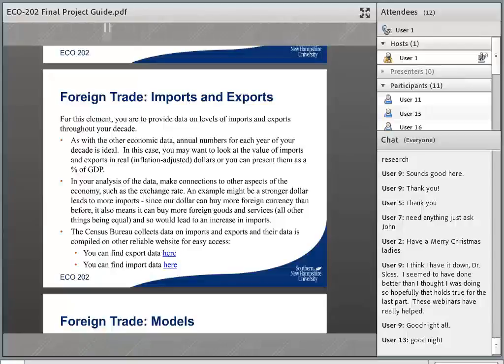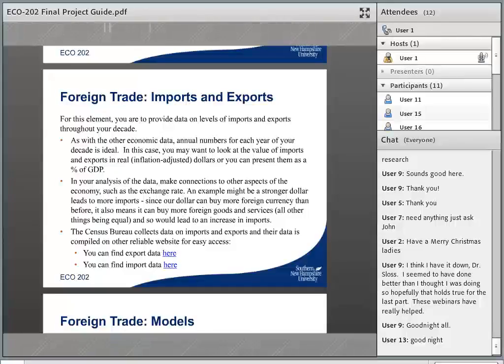You might want to look at the value of imports and exports in real inflation-adjusted dollars, or you can show them as a percentage of GDP. I've seen both ways. They might tell a slightly different story, but really both would work for this and qualify. And both are going to show you a trend. So you really want to see how it looked overall in your decade.